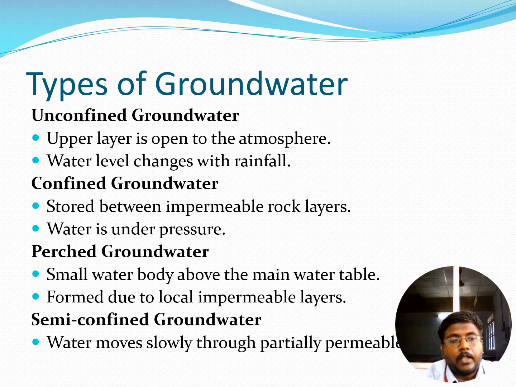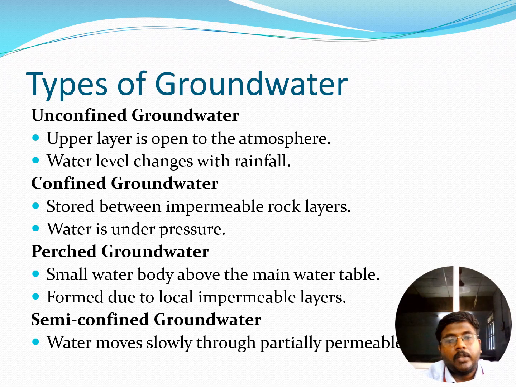Next, we see the types of groundwater. There are four different types: unconfined groundwater, confined groundwater, perched groundwater, and semi-confined groundwater. In unconfined groundwater, water is stored at shallow depth under atmospheric pressure. The top layer of the saturated area is called the water table, and it fills and drains freely depending upon the rainfall. The water level automatically changes with the rainfall.